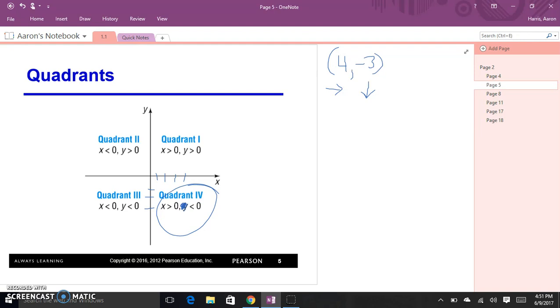Let's say you have another point, how about -5, 0. You go left 5, but you do not go up or down. So there's the point -5, 0. Which quadrant is that in? It's in neither. Because to be in quadrant 2, your y value would have to be positive. To be in quadrant 3, your y value would have to be negative. But you notice our y value is 0. So if you're on one of the axes, you are in none of the quadrants.